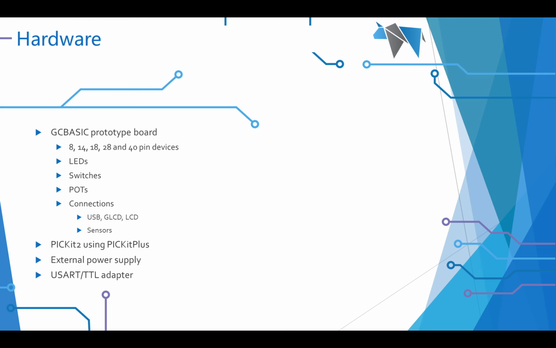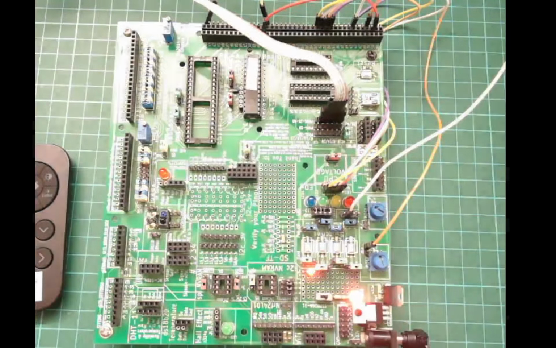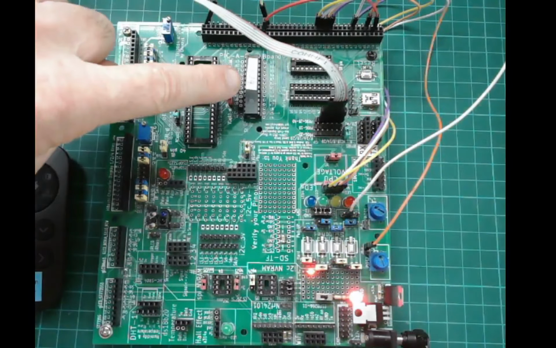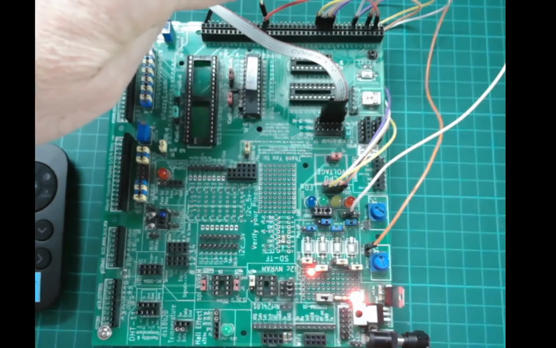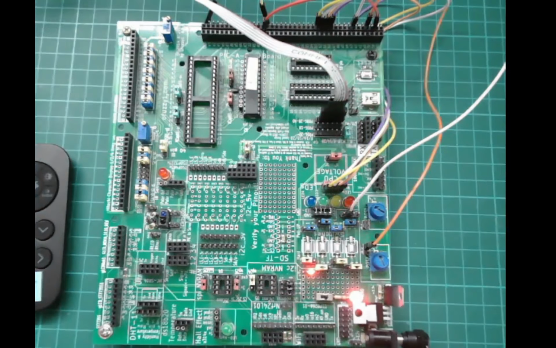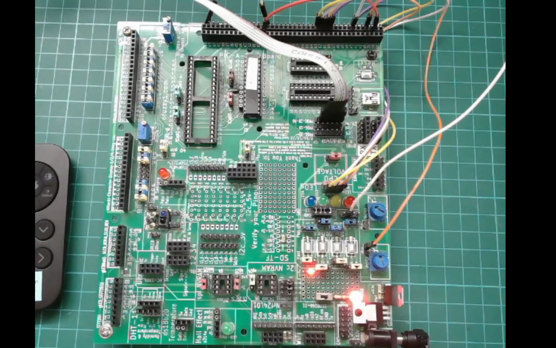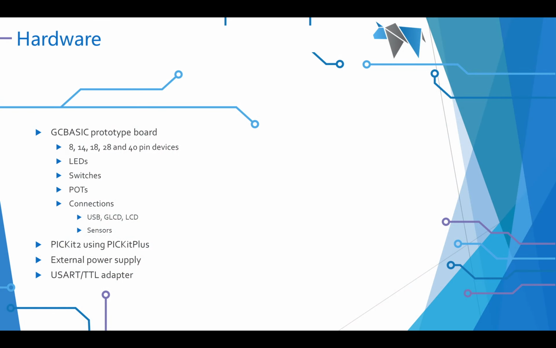Show you the board just to make sure we're on the same desk cam. This is the board. Here's the Q24. Serial's connected, and I'll show you that in a moment. Essentially, what I've got is a prototype board, some LEDs, some switches, pots, connections, USB, etc. It does all that, and I've got USB TTL connected, so I can see what's going to happen.